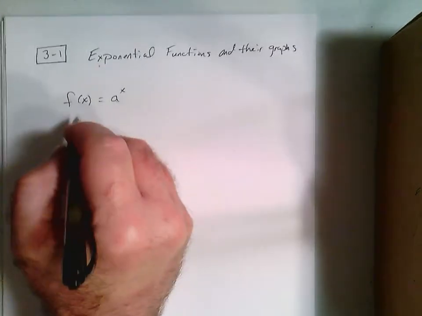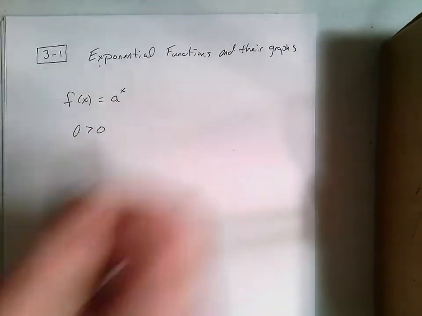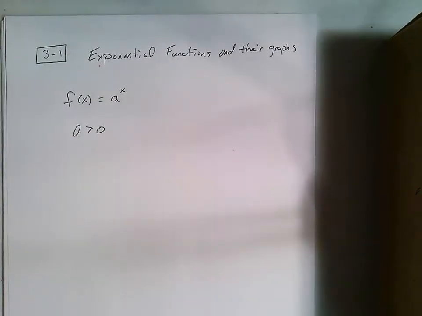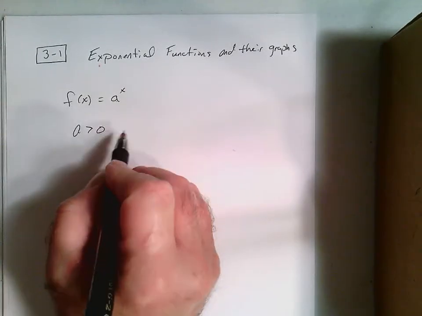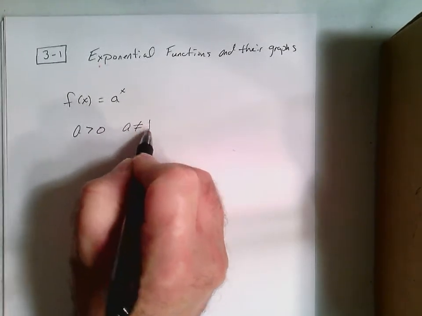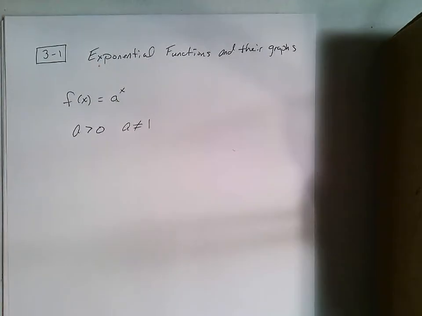So a is a number, and it has to be positive. That's the first thing. You cannot have a negative base. That's important to remember, especially when we start talking about logs, because it will affect the logarithm's domain. But not only has to be positive, it cannot equal 1. Because if it's 1, then you're just flatlined. You've got a constant function.